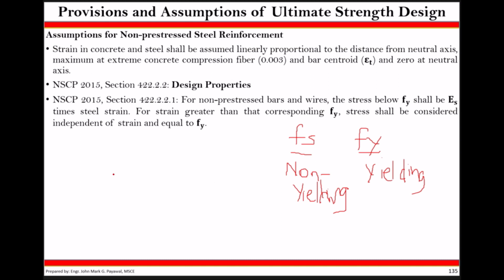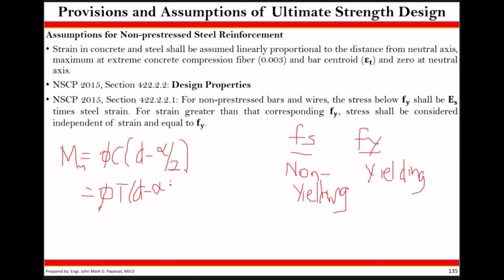Kasi di ba meron tayong two ways to compute for your moment? Wala pa kasi eh. So, i-advance lang natin. Either ultimate compression multiplied by, assumably, we already discussed that the lever arm becomes the alpha over 2 now. And then this one is your tension multiplied by d minus alpha over 2. Under WSD, yung tension ko, AsFs lang siya. Pero kapag USD siya, yung tension mo pwede siyang As, Fs, at pwede siyang As, Fy.